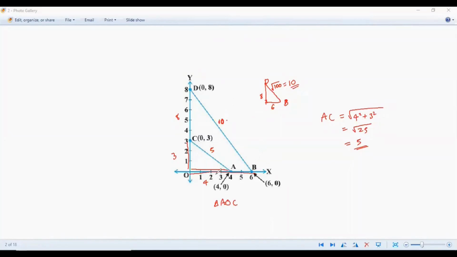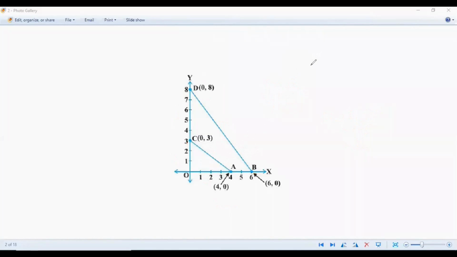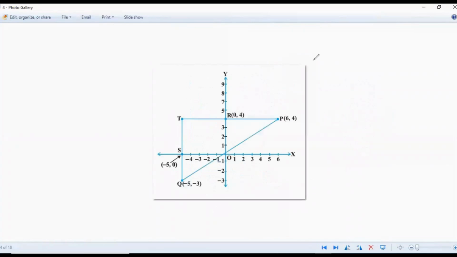In this example, the points are given only on the axis. But what happens if the points are given not on the axis? That's the next step. So we'll take the next picture. Two points are given here, P and Q. P is 6, 4 and Q is -5, -3.